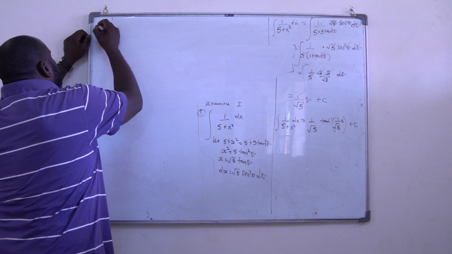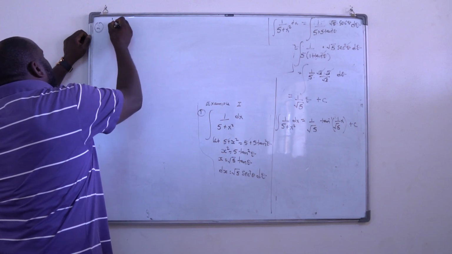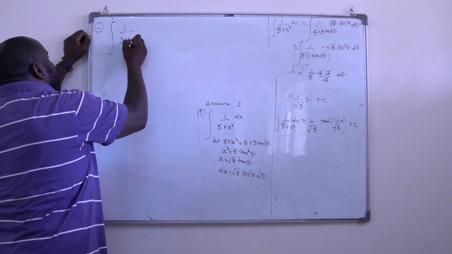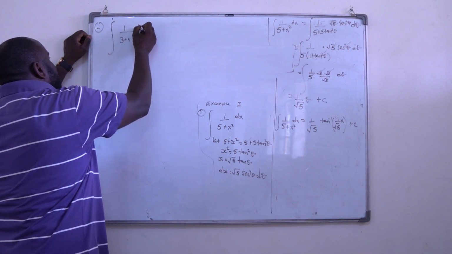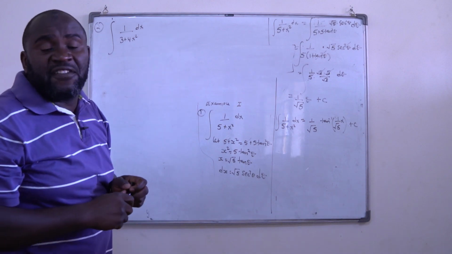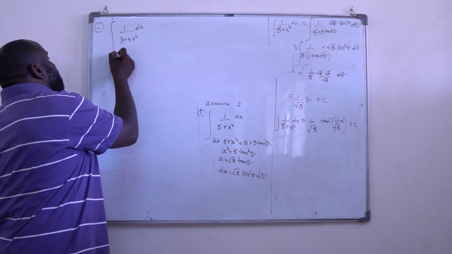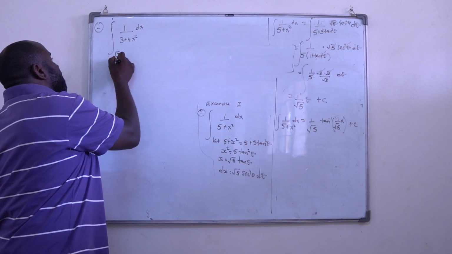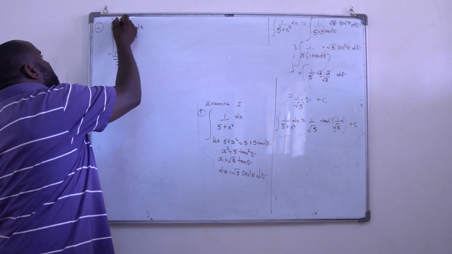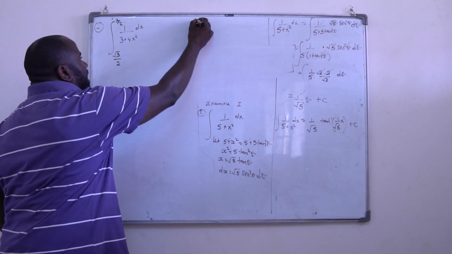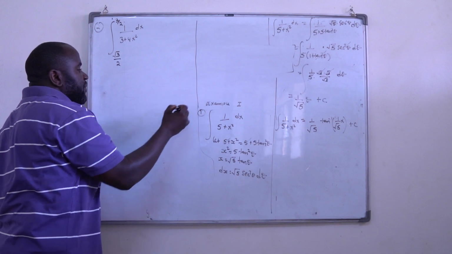Example number 2, we have the integral of 1 over 3 plus 4x squared dx. With this, we have limits, so it's a definite integral, and we want to integrate it from root 3 over 2 to 3 over 2. In this case, we have to do the following.